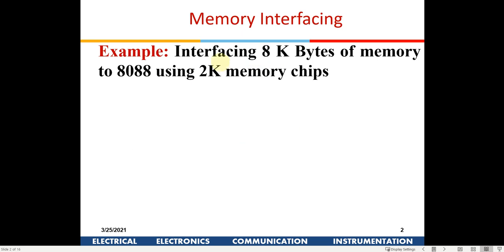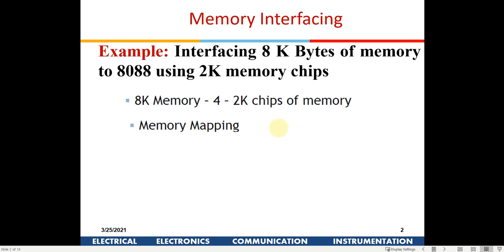So the first example which we will take here is interfacing 8 kilobytes of memory to 8088 using 2K memory chips. So obviously we will require 4 chips because in total we need to interface 8 kilobytes of memory. So we need to have 4 of 2K chips. Each of these chips is 8-bit.